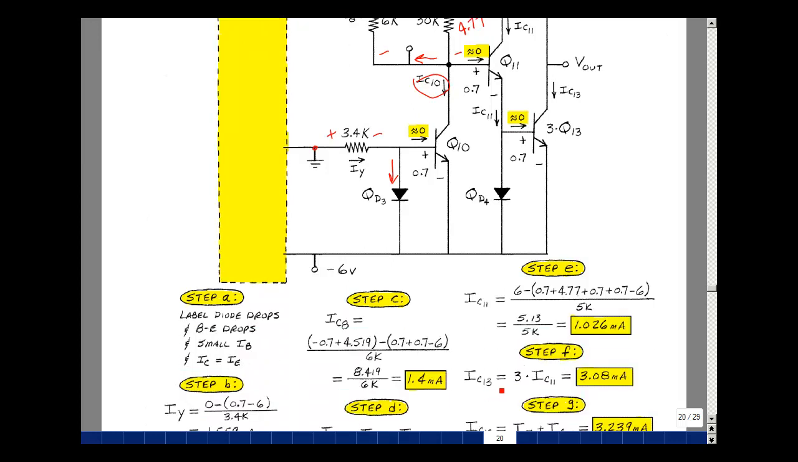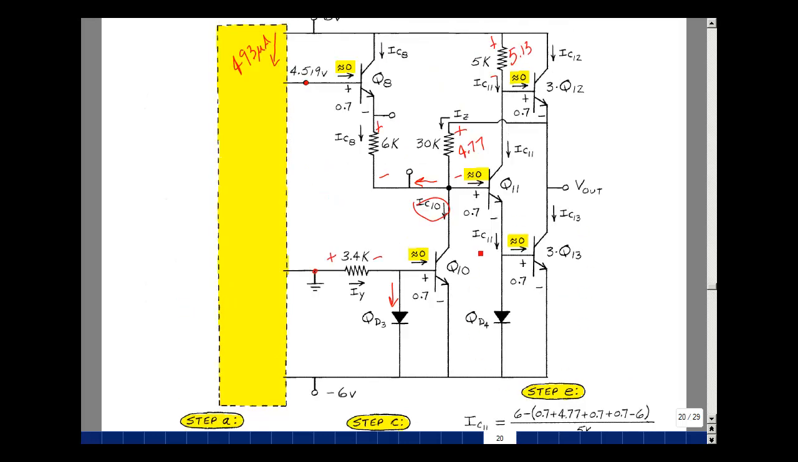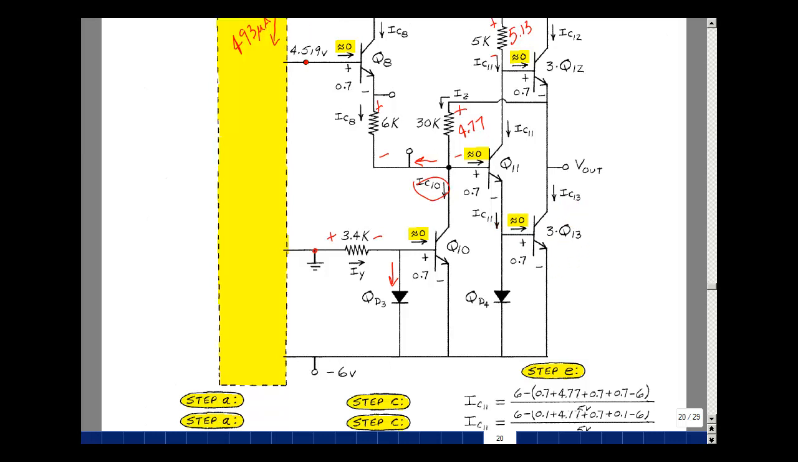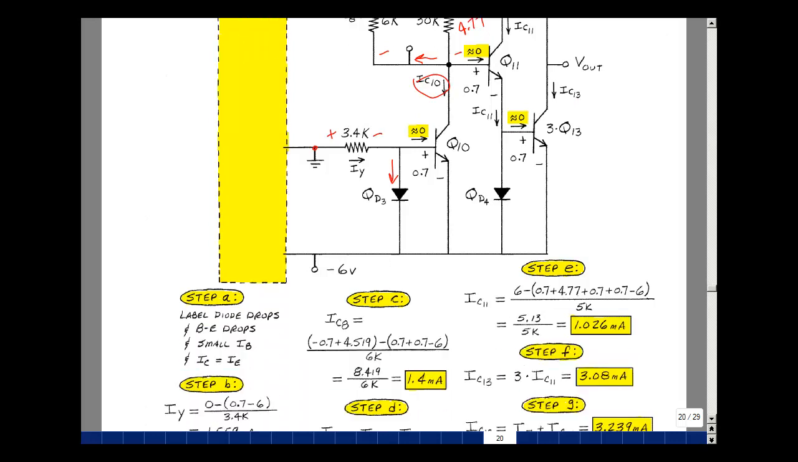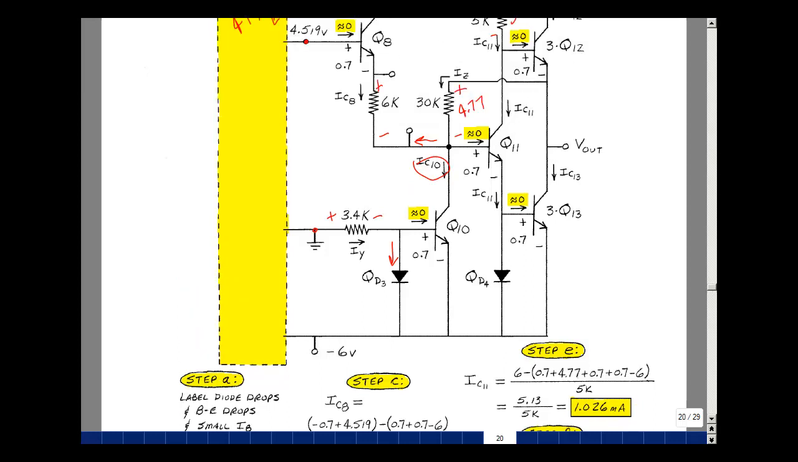Let's solve for the collector current of transistor 13. What I have here again is one of those diode-connected current mirrors that we talked about on the previous page. The current that's in here is roughly the same as the current here. We assume beta F is large. And then the current that's here would be the mirror image of this one. But remember, there's 3 transistors in parallel, so we're going to have triple the value. The current for transistor 13's collector is going to be 3 times the value of transistor 11. That's 3.08 milliamps. Now we can go get transistor 12.